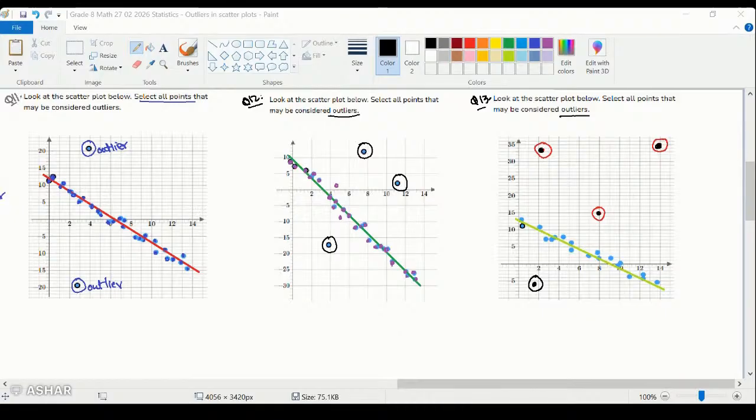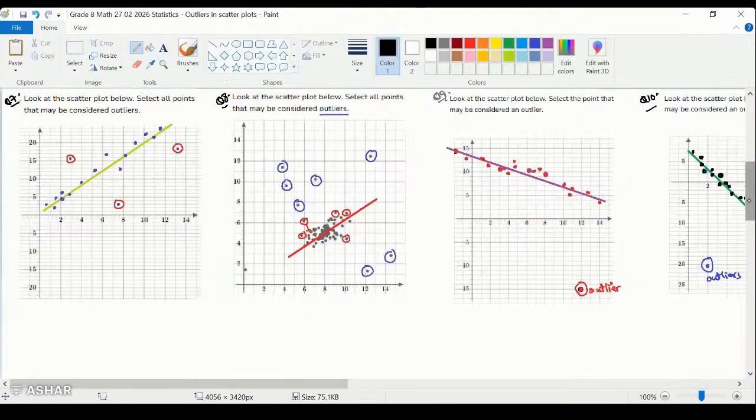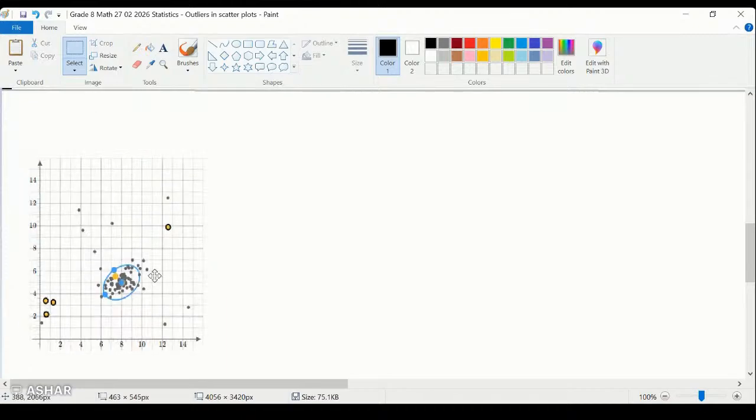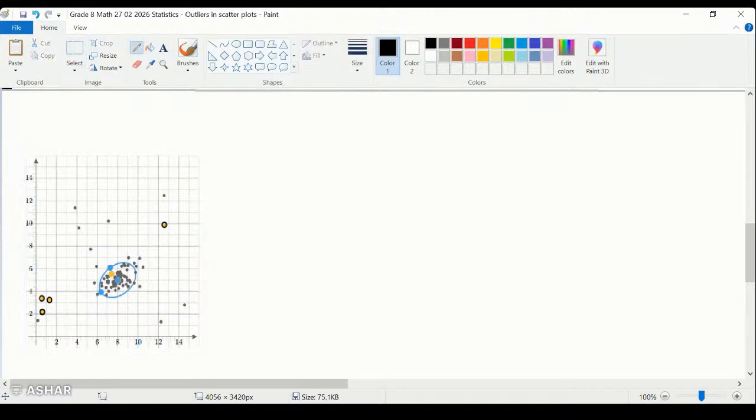For a cluster distribution. Cluster distribution means a lot of points are plotted very close to each other. We were drawing the line of best fit, right? But in cluster distribution, if this was question number 11, this is cluster distribution.